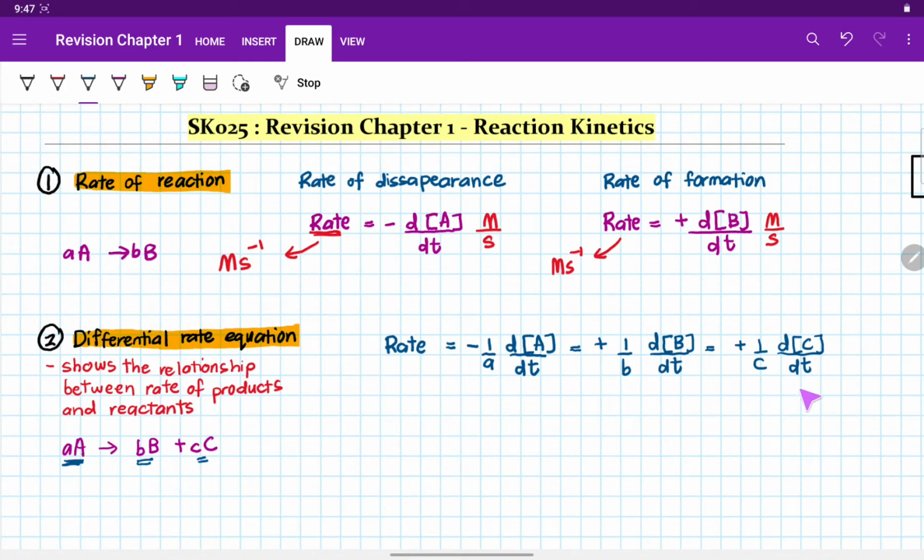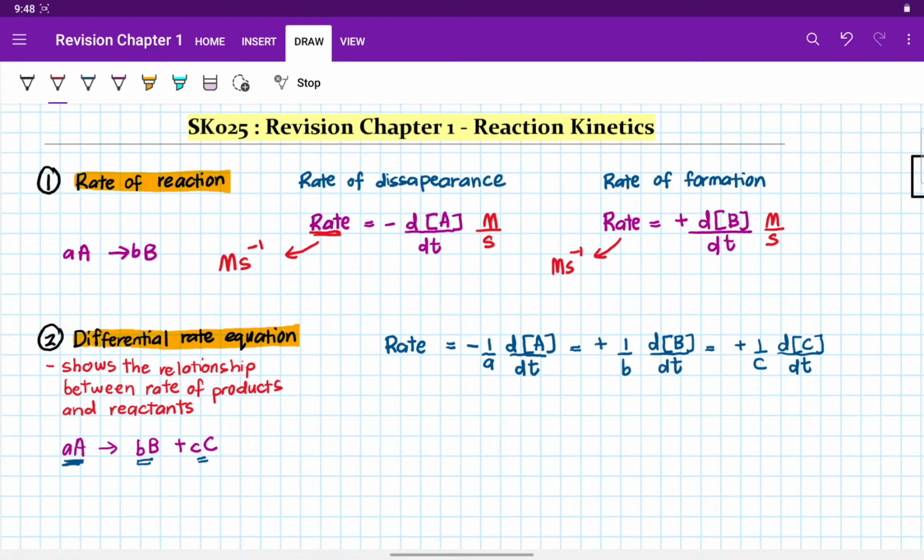Kita nak cari maklumat tentang formation of C. So, kita boleh linkkan dia together. So, we can link these two together. Okay, untuk kita dapatkan maklumat. Sebab apa? Differential rate equation is to show the relationship between rates of formation of product and disappearance of reactants.